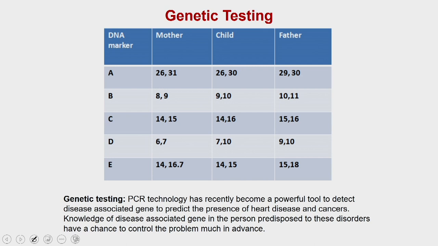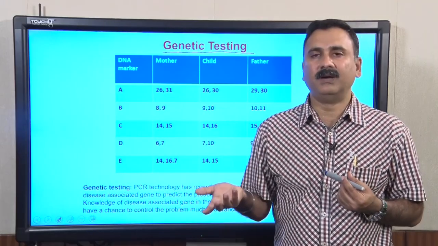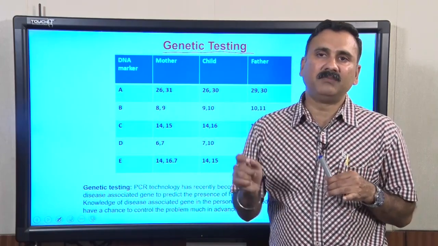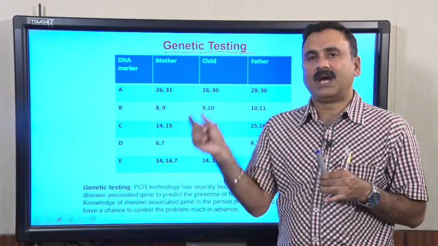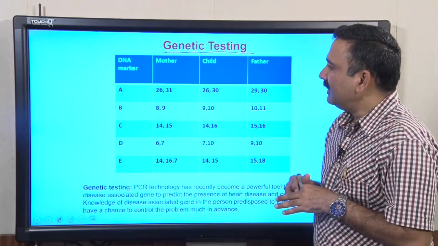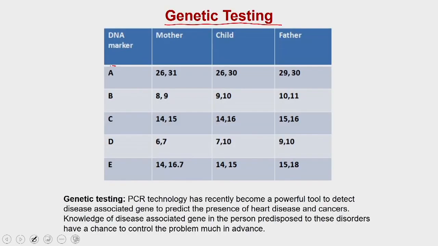Now in many cases, parental testing is also one of the major areas where PCR is contributing to biomedical applications. With the help of PCR, you can assess whether a child belongs to the given parents or not. For that kind of analysis, first you have to characterize the DNA markers present in that particular family. Once you characterize those DNA markers, you have to see whether those DNA markers are present in the child as well as in the mother and father. So what you see here is that marker A is present in the mother as 26-31, whereas in the case of the father it is 29-30.